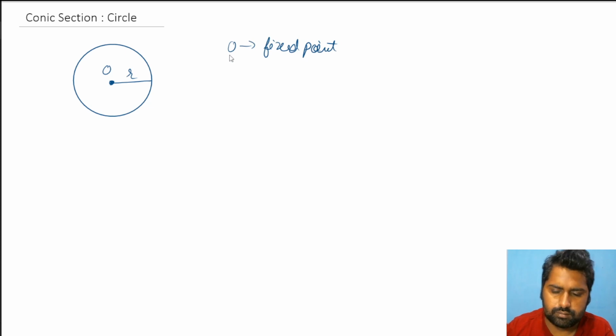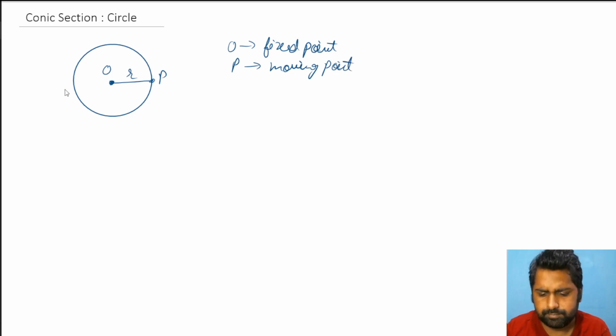So O is the fixed point, and your moving point, let's say this is P. If we trace all the locations of P, we get this shape as circle. Now let's talk directly about the standard equation of circle.